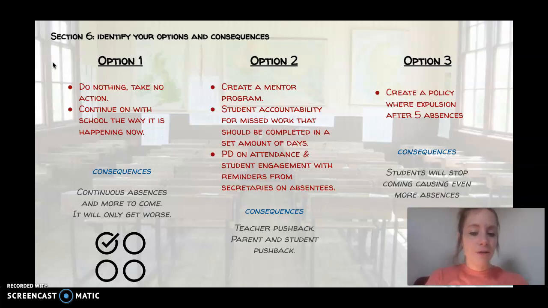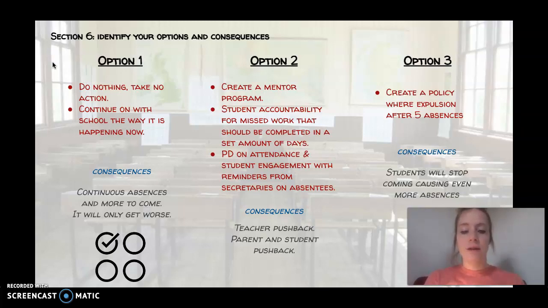And then I have reminders from secretaries on absentees. So when a student is absent, the secretary can send an email to that teacher or to those teachers saying, just a reminder, the student was absent, and then kind of have the requirements for what the consequences are for being absent, and making sure that teachers have that work set aside so that when that student arrives, they have that work to make up for when they get back.